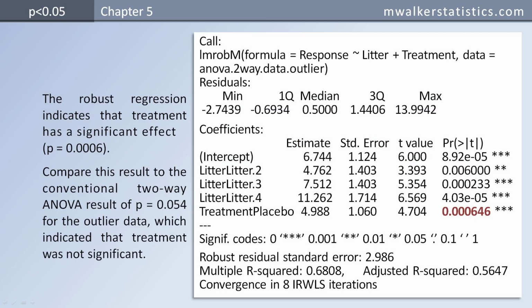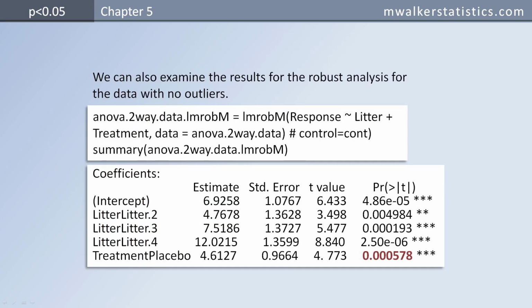The robust regression indicates that treatment has a significant effect, p equals 0.0006. Compare this result to the conventional two-way ANOVA result of p equals 0.0544 for the outlier data, which indicated that treatment was not significant. We can also examine the results for the robust analysis for the data with no outliers.